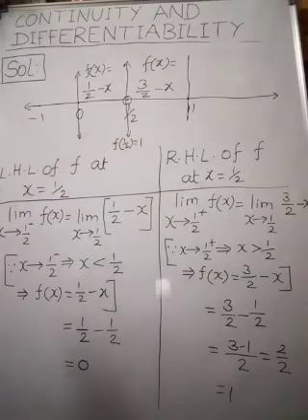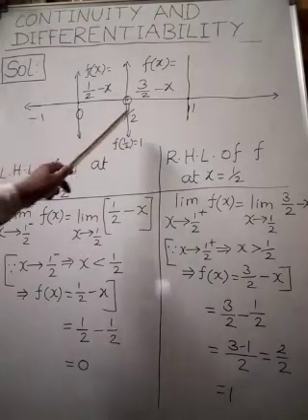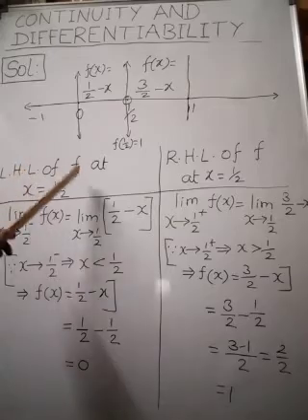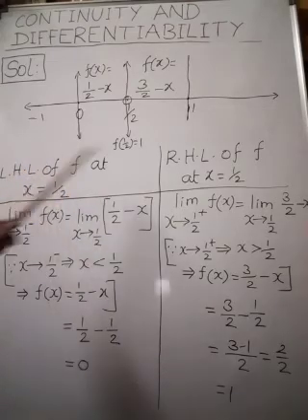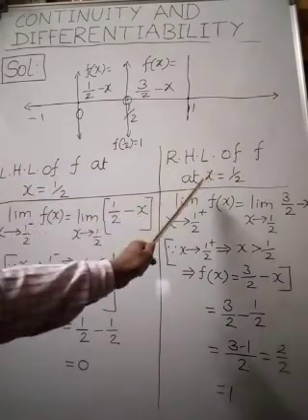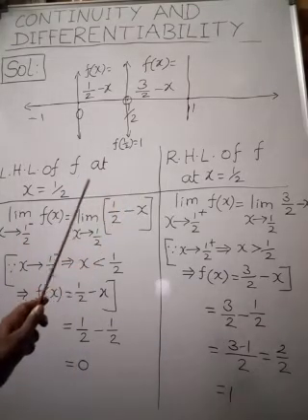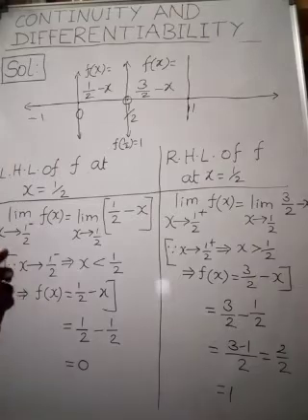Okay, my dear children. So here at 1 by 2, we have to find the continuity of this function. So we have to find left hand limit of f at x is equal to 1 by 2 and right hand limit of f at x is equal to 1 by 2. As we found yesterday left hand limit and right hand limit, here also we find left hand limit and right hand limit of the function at that particular point.